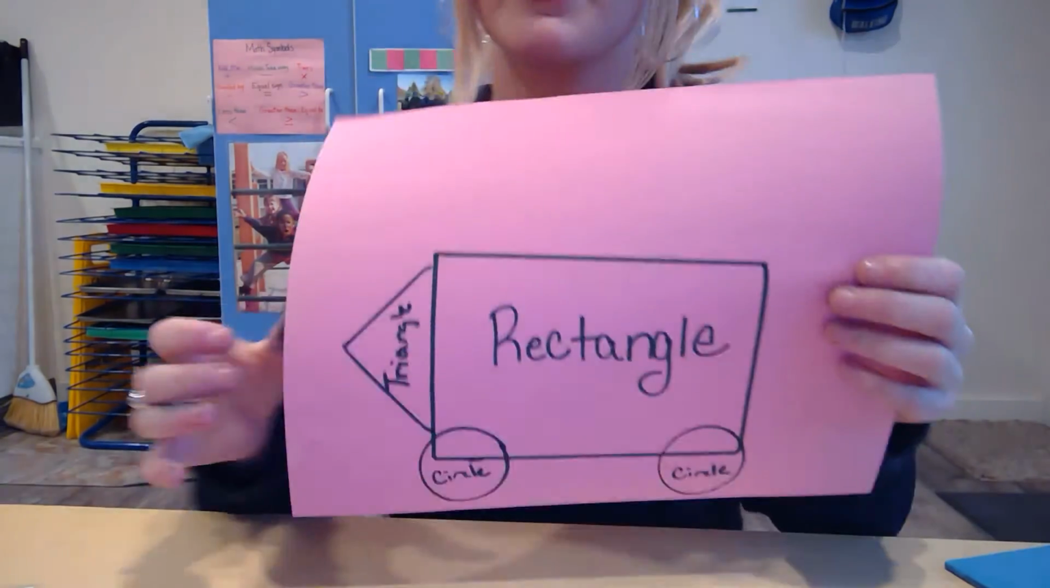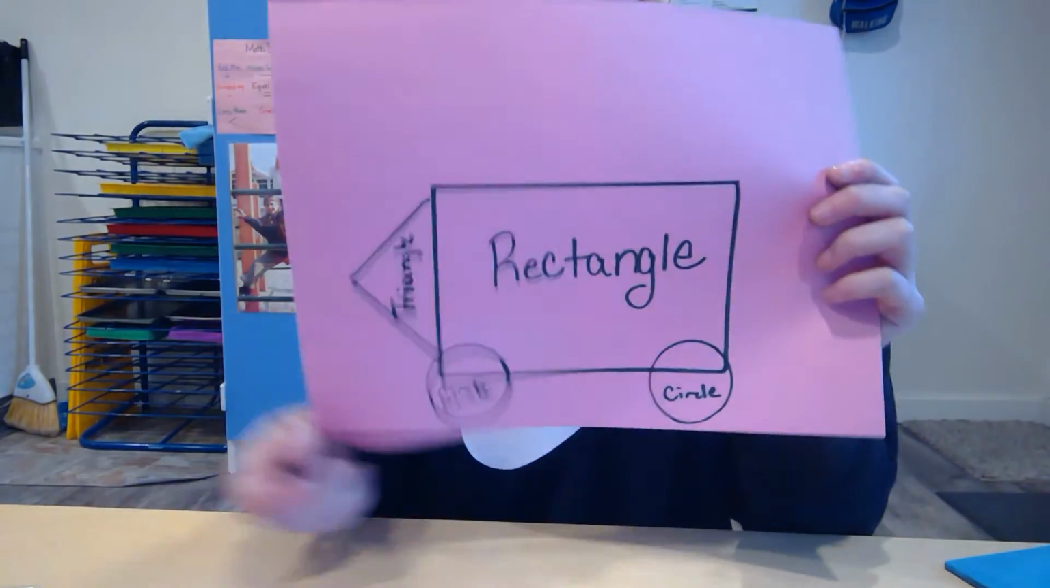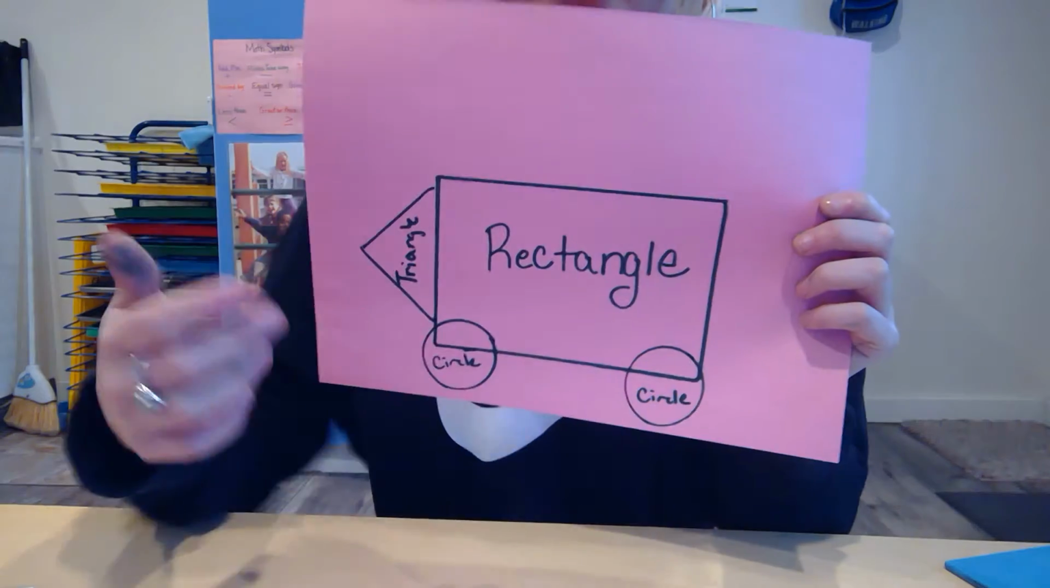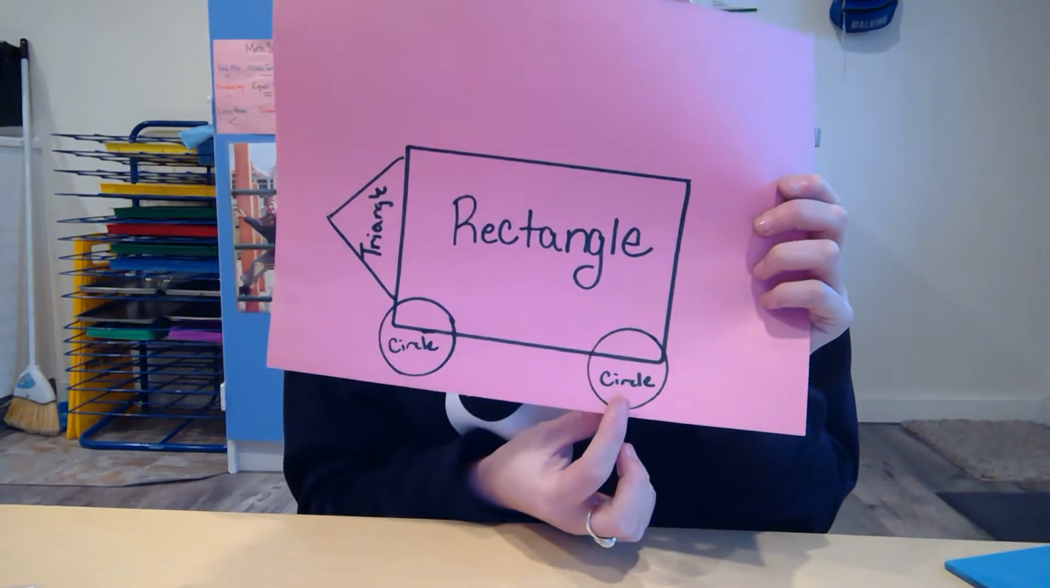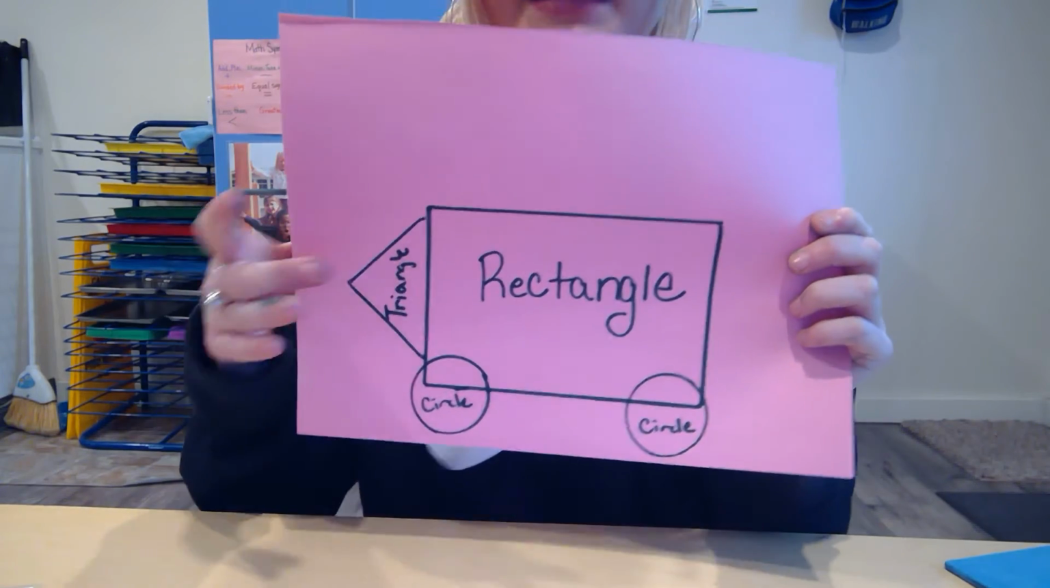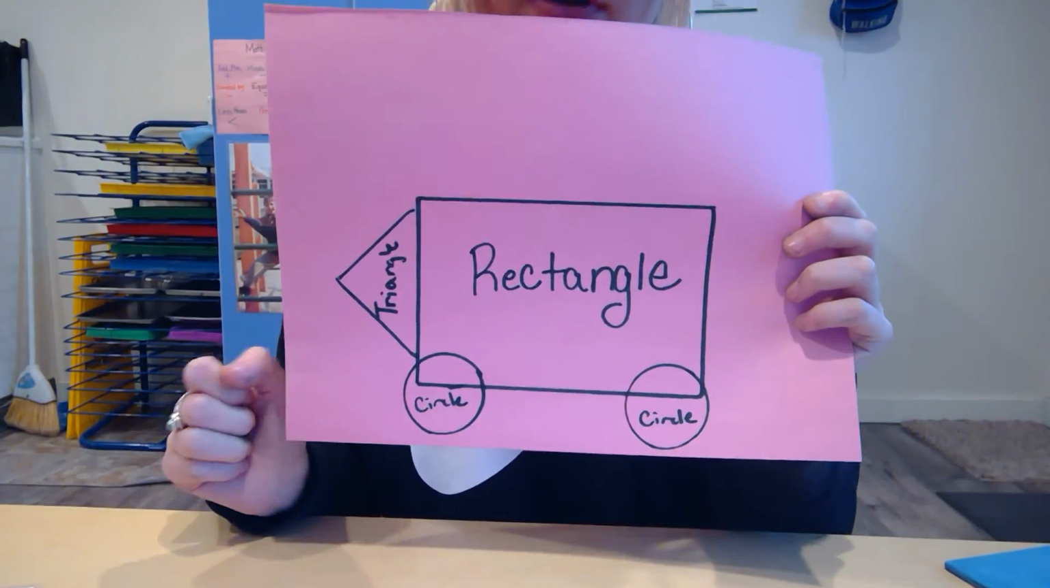In this picture, I was able to draw a cool little train or car. So I used a rectangle for the car, I used two circles for the wheels, and I used a triangle for the front of the car. So there really is an endless amount of activities and drawings that you guys can come up with, and I would love to see what you guys have been able to make.